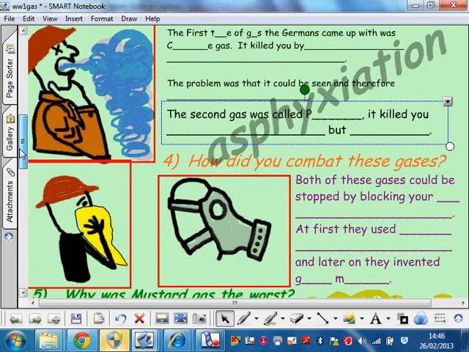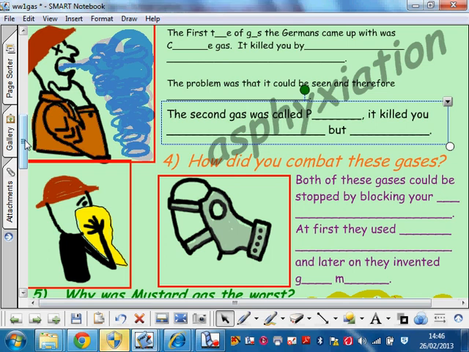Question 4. How did you beat, that means defeat, these gases? What did the British do about it? So both of these gases could be stopped by somehow blocking your nose and mouth and stopping the gas getting in. And the first thing they used, in the first few months after they had gas, soldiers would quickly get out a handkerchief, wee on it, yeah, that's what I said, they would wee on it, and they would hold the wee-stained rag to their face, and that blocked most of the chlorine and phosgene. But of course, it wasn't a good solution, so within a year, they'd invented the gas mask.